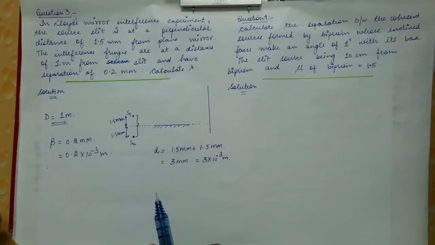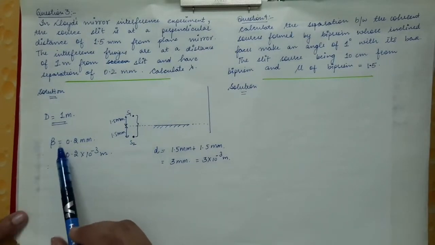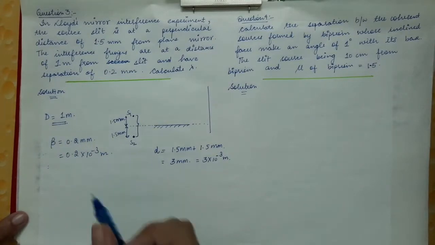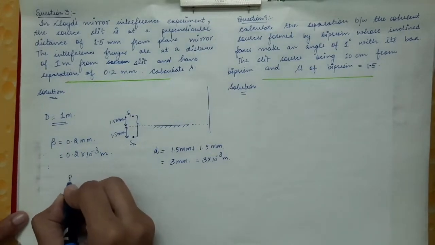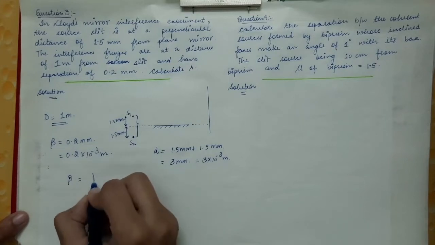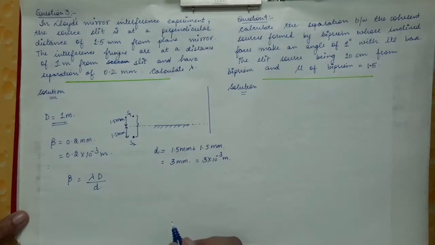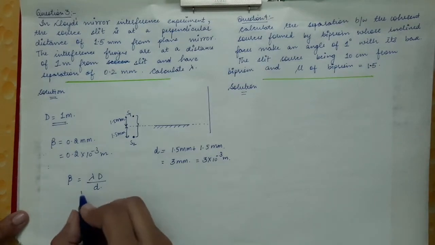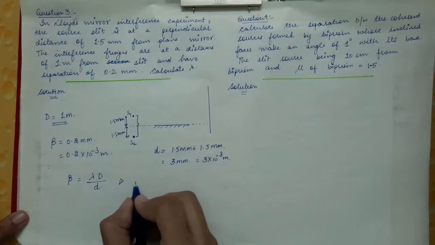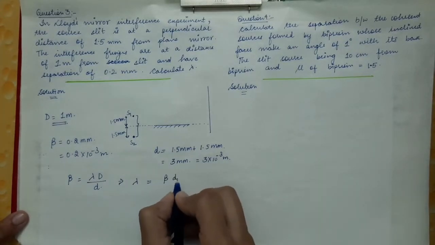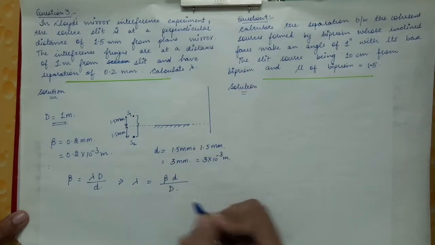So we will use the simple formula of the relation of fringe width, capital D, small d and lambda. The fringe width beta is equal to lambda into capital D upon small d. So this is the formula for calculating the fringe width. From here, what we want to find is lambda. So lambda will be equal to beta into small d divided by capital D.